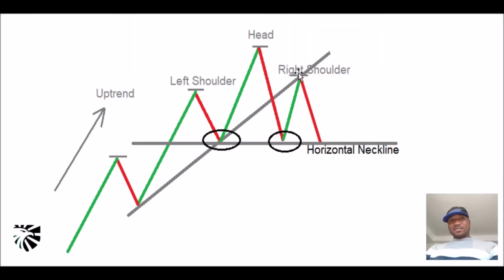This is a warning that the buyers are losing control, and now the sellers came in at this point and they're driving the market down, and they drove the market down to the neckline, right? Looking at these two supports, we can see that this neckline is a horizontal neckline, and this kind of neckline will give you a low risk and high reward ratio.